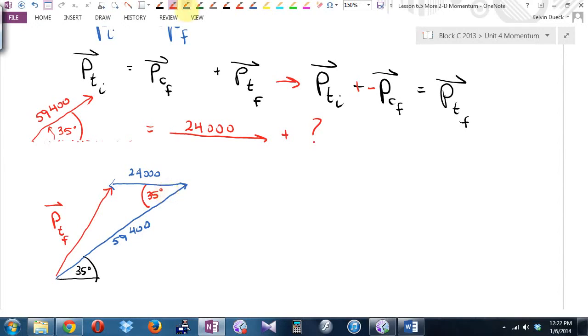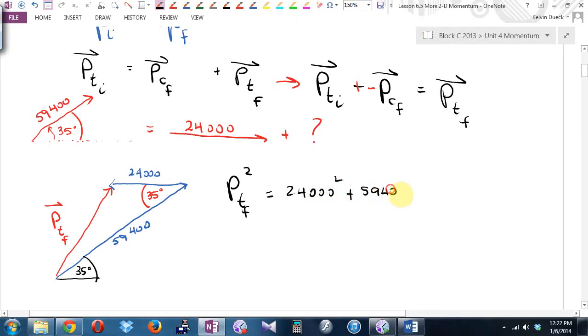So it's going to be momentum truck final squared, and that's going to be the first one squared plus the second one squared minus 2 times the first one times the second one times cosine of the angle. What's the final momentum of the truck?